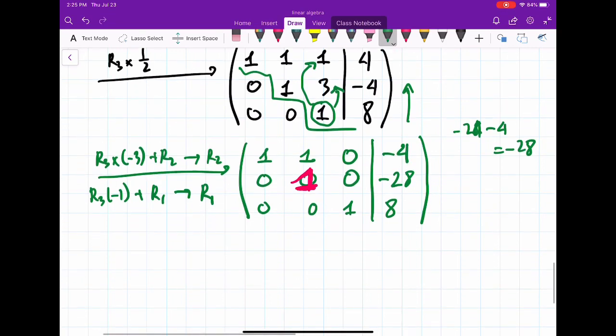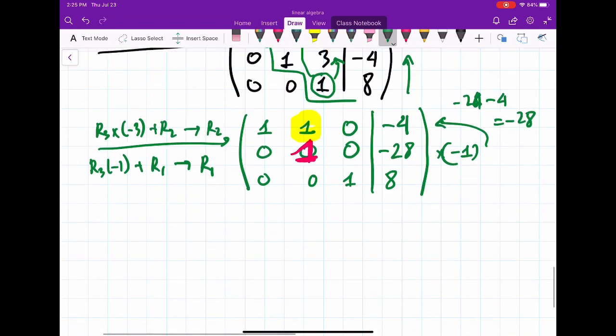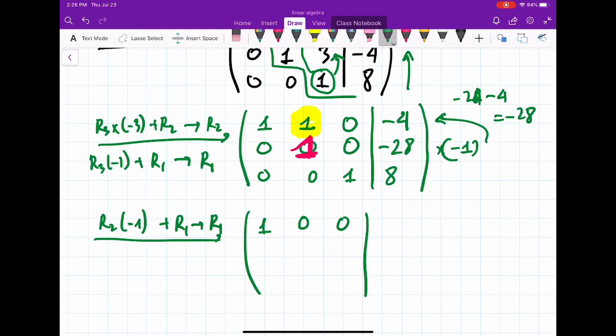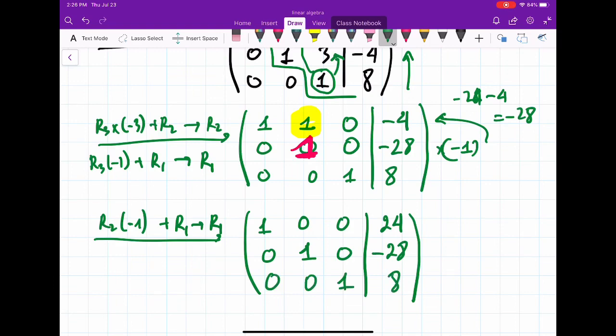So the last step is to make this guy disappear by multiplying the second row by negative 1 and add to the first, right? So I get R2 times negative 1, add to the first. I got 1, 0, 0 here. This should be 24, right? In here I got 1, 0, 1, 0, negative 28. And here I got 0, 0, 1 with the 8.